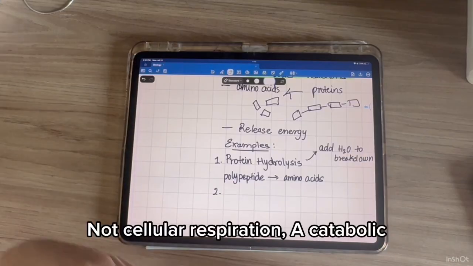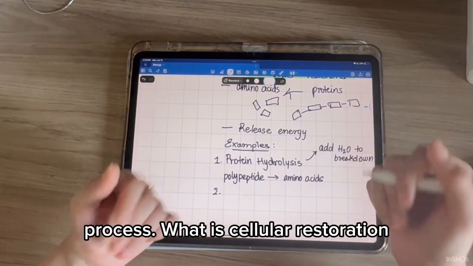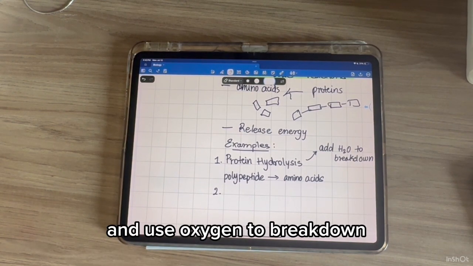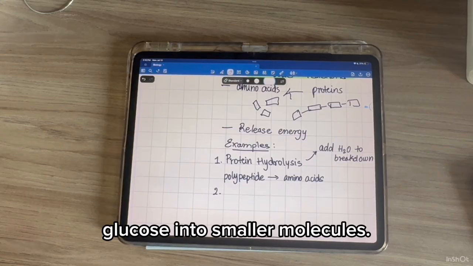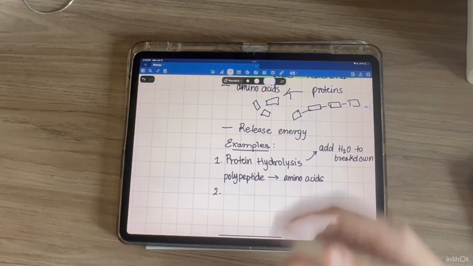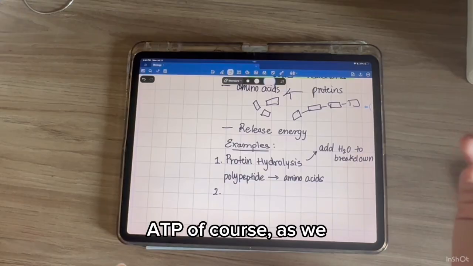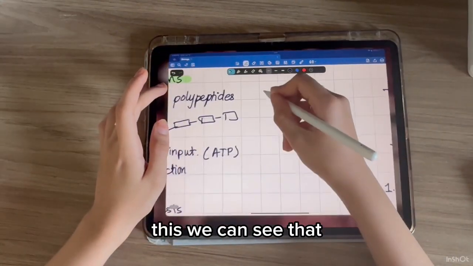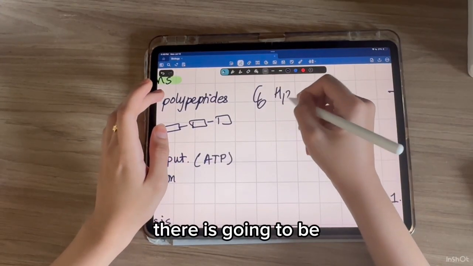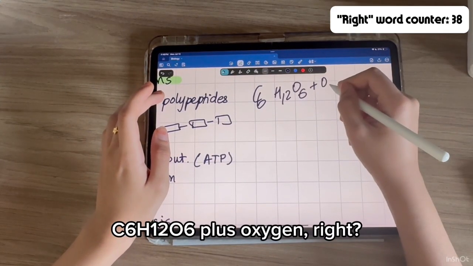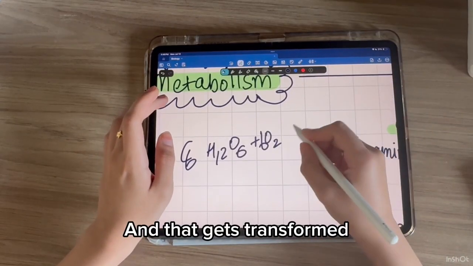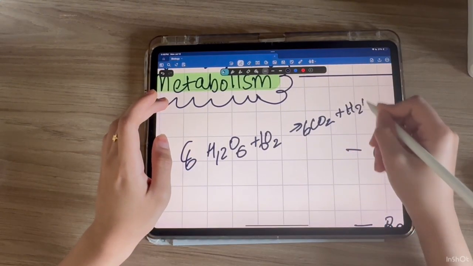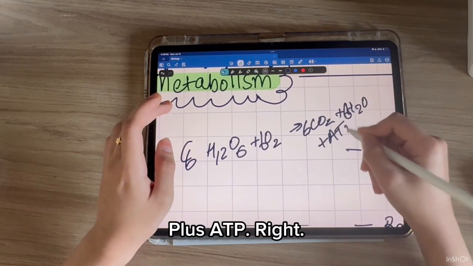Okay, now cellular respiration, a catabolic process. What is cellular respiration? It's when we breathe in and use oxygen to break down glucose into smaller molecules. Okay, the energy released is called ATP, of course. As we were saying, in cellular respiration there's going to be C6H12O6 plus oxygen, right? And that gets transformed into 6CO2 plus H2O plus ATP, right?